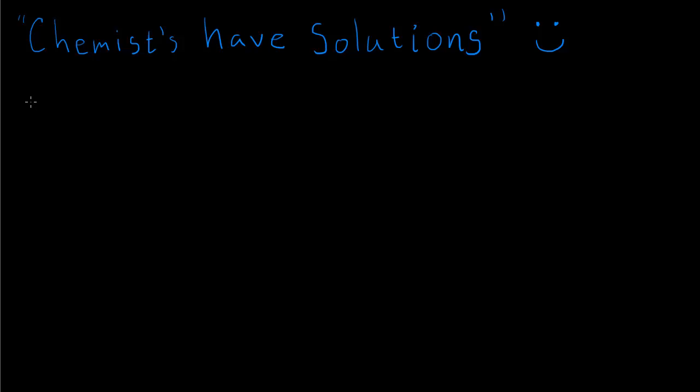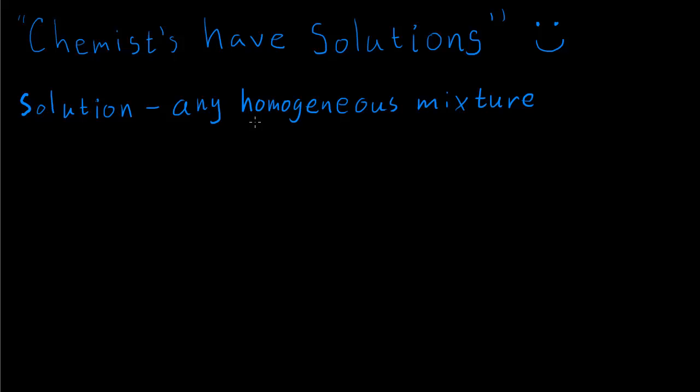So let's write some definitions down. So first off, solution. A solution is just any homogeneous mixture. So let's review what these two terms mean, homogeneous and mixture. Remember, mixture is anything that has variable composition. So that's the key component of being a mixture. So variable composition. That means we can change what it's made up of.